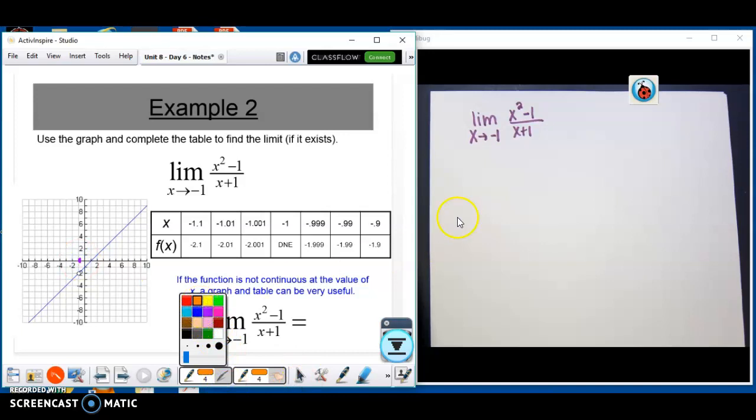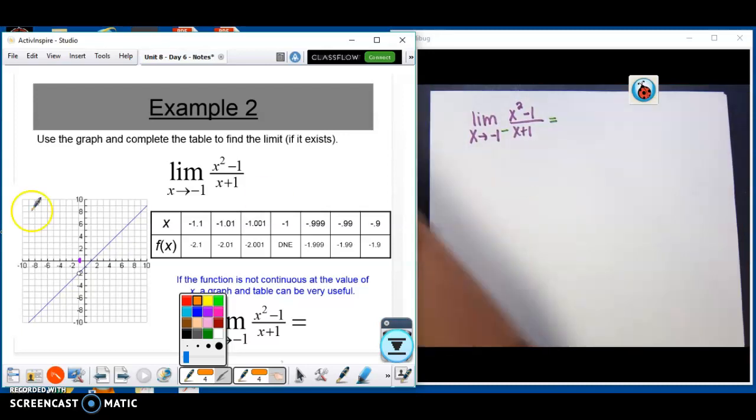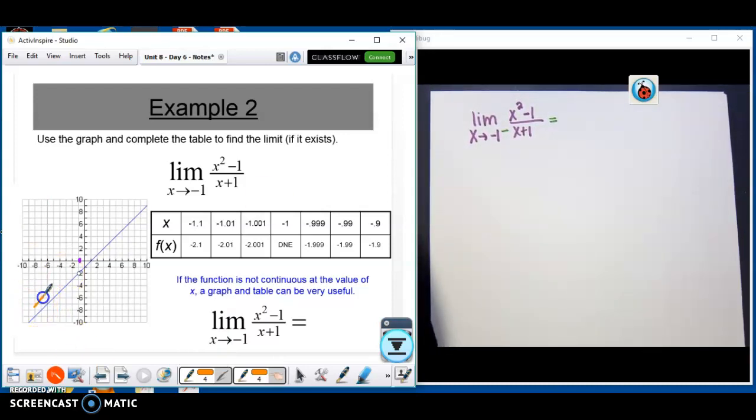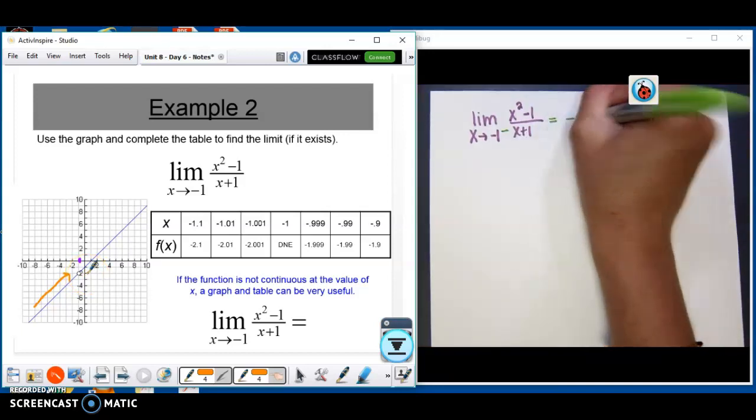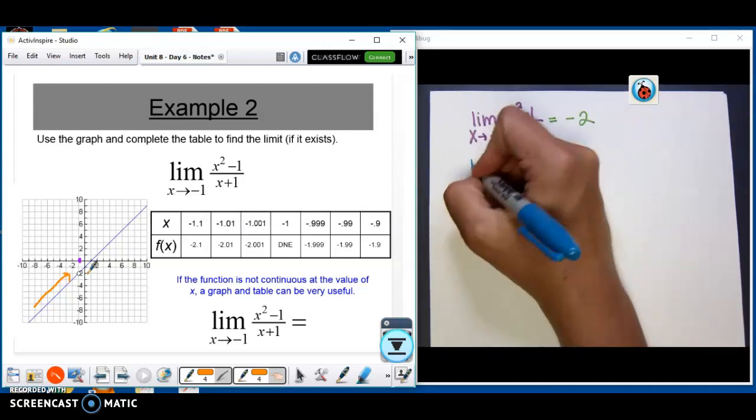So if we come in, it doesn't ask you for the left and the right, but I'm going to do the left and the right, so I'm going to write the left one first. If I come in from the left side, even though when you come in from the left there's a hole there, the y value that is approaching is still approaching -2. So it doesn't matter there's a hole there, you're still getting closer and closer and closer to that -2. So now let's do the right side.